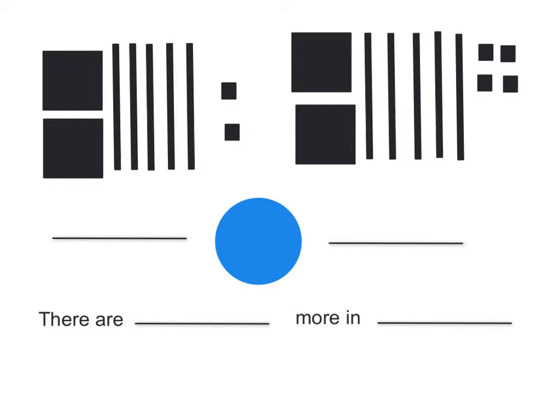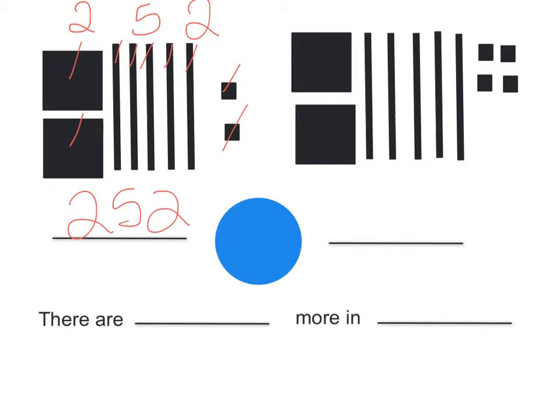Okay, now let's look at an example of this. So here we are comparing two different numbers using base 10 representations. So in the first number we have 2 in the hundreds, 5 tens, and 2 units. So we're looking at 252 is the first number, and then 2 in the hundreds.